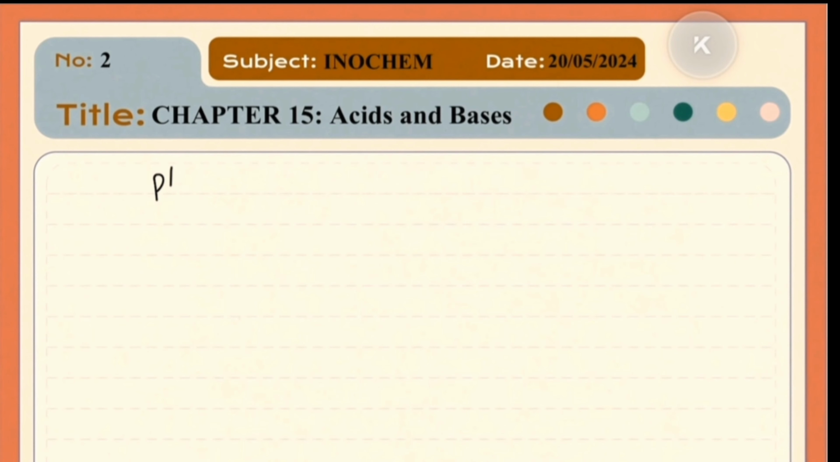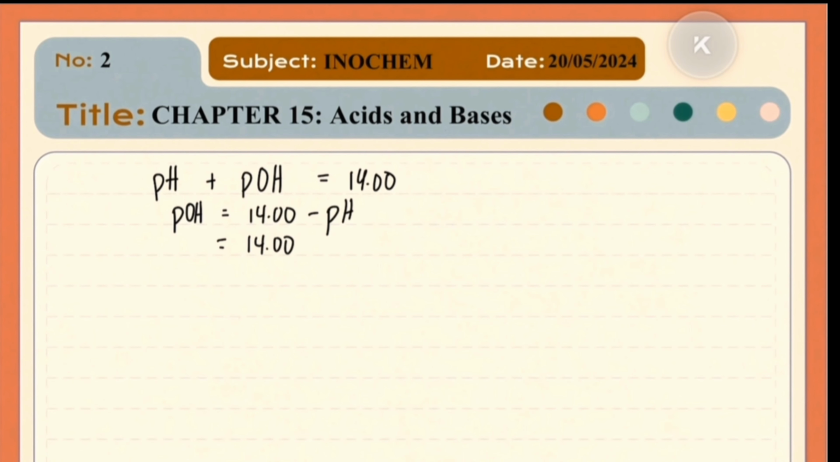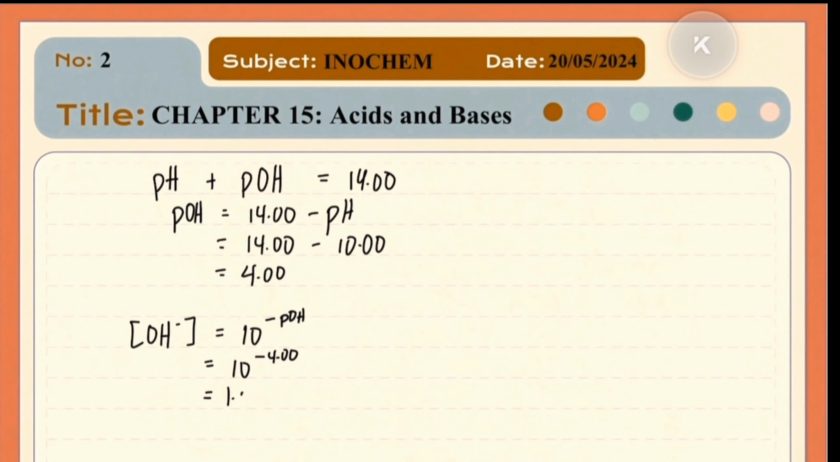So since pH plus pOH is equal to 14, pOH is equal to 14 minus the pH, which is 10. So 14 minus 10 is equal to 4. So this is our pOH. The hydroxide ion concentration is equal to 10 raised to negative pOH, or 10 raised to negative 4, is equal to 1 times 10 raised to negative 4 M.